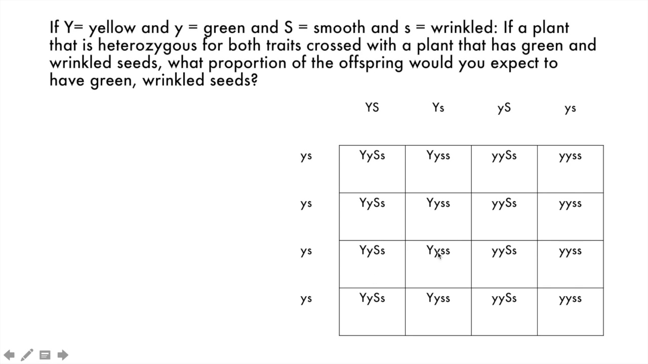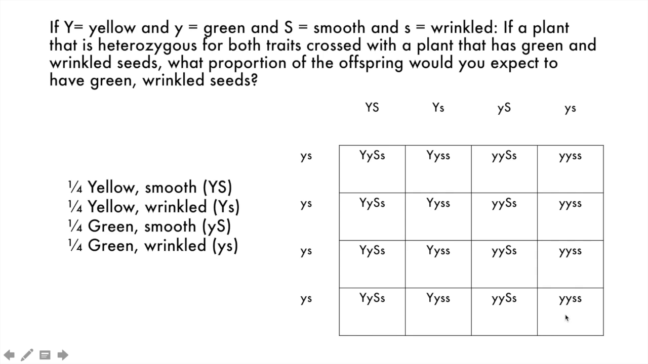going to continue down these columns. Hopefully you can see that. What that means is that we're going to get 1/4 yellow smooth, 1/4 yellow wrinkled, 1/4 green smooth, and 1/4 green wrinkled. So what proportion of the offspring would you expect to have green wrinkled seeds? The answer we're looking for is 1/4 in this particular case.